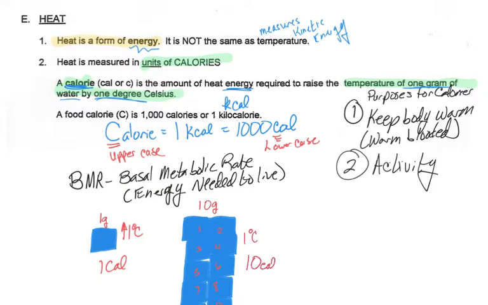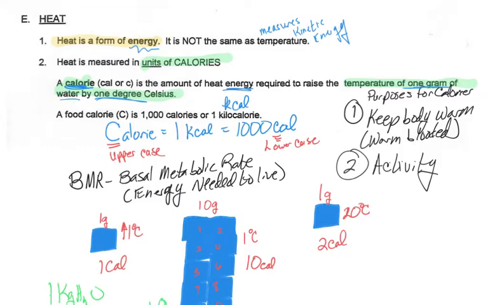Now if I have this other container and it only has 1 gram of water in it, but I decide to raise it by 20 degrees Celsius, that will cost 20 calories. So as you can see, the amount of calories required depends on two things: how much mass there is and how much the temperature needs to be raised. So if I have 1 kilogram of water, that will cost 1,000 scientific calories, or what we would call 1 food calorie in the dietary system.